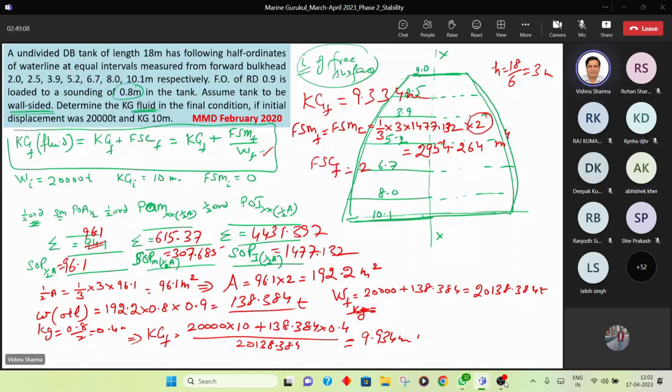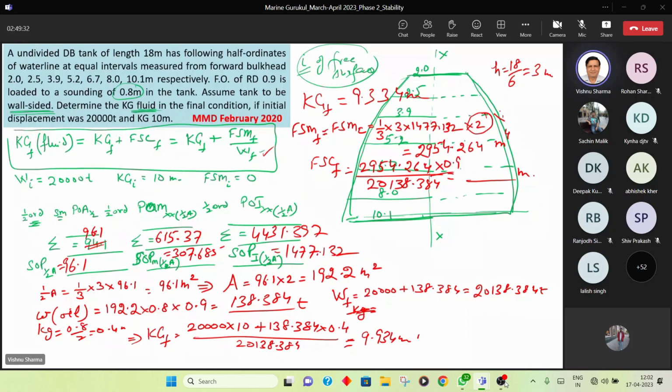Okay. So this will give us FSC final. FSC final would be equal to 2954.264 divided by the final displacement of 20,138.384. How many meters? Sir, you did not multiply by density. Sir, FSM, you did not multiply by density. Okay, my mistake. It will come to 0.94. Okay.